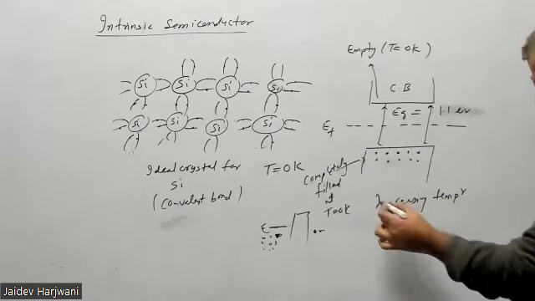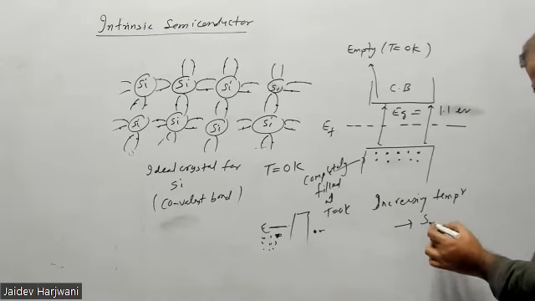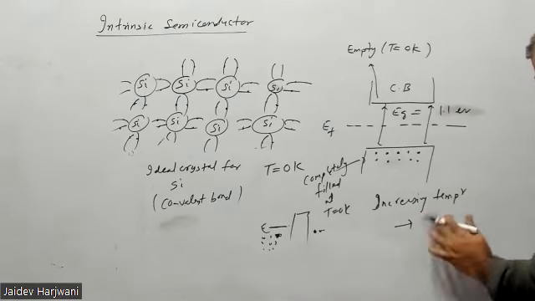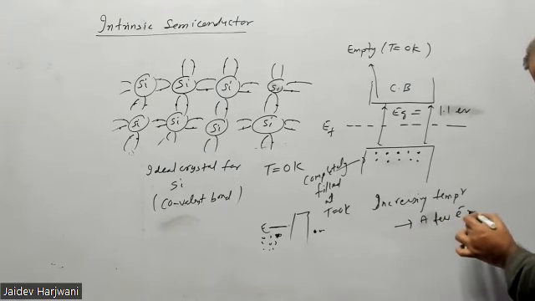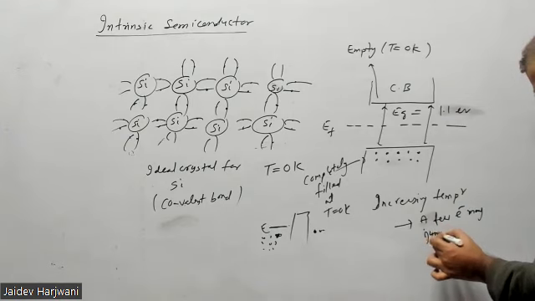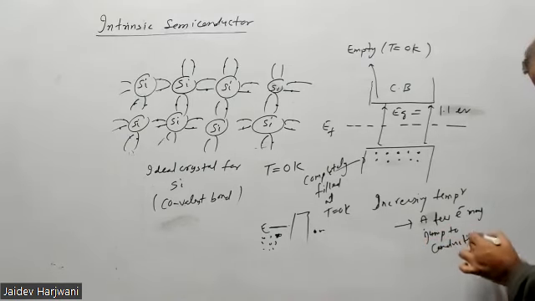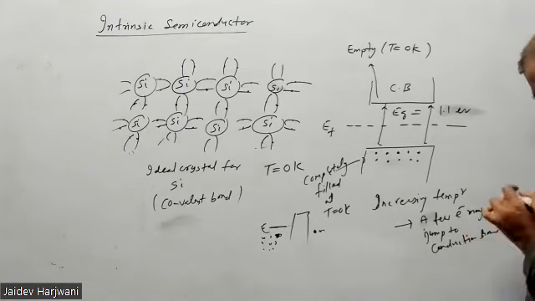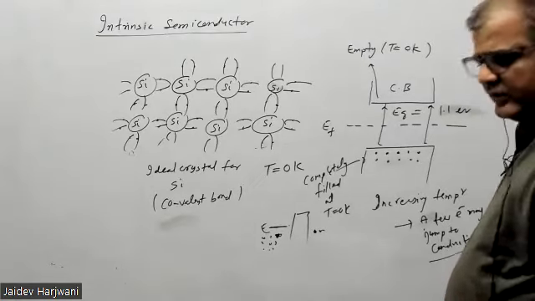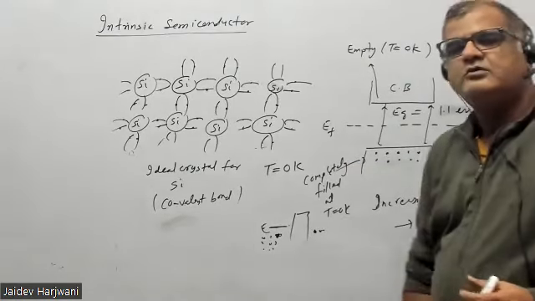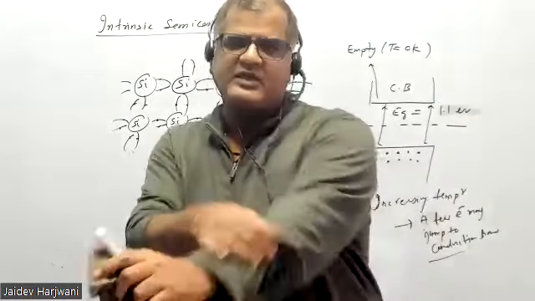If you increase the temperature, a few electrons may jump to the conduction band, and because the energy gap is very high, only a few can come. So the conductivity of this type of semiconductor is very low.